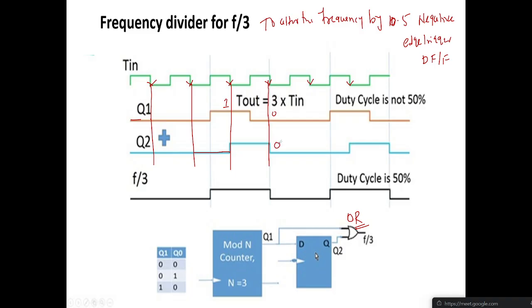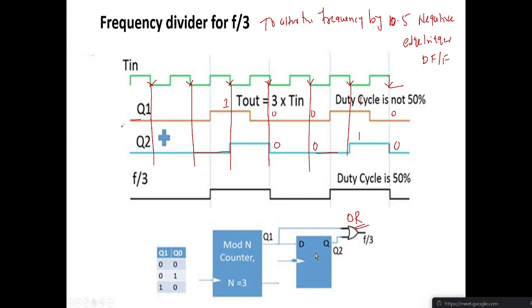Input is 0, this is also 0. During this negative edge the input is 0, and the output will be 0 till the next negative edge. At the next negative edge it will check the input. Input is 1, so the output is 1. Again, at the next negative edge the input is 0, so the output becomes 0.